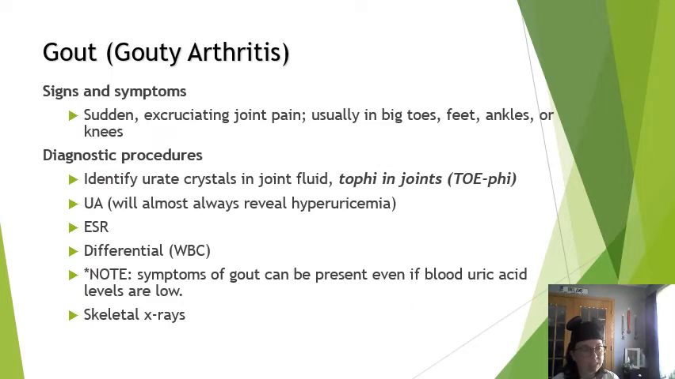Signs would be a sudden, excruciating joint pain, usually in the big toes, feet, ankles, and knees. It's been around for a long time. I think it's been said Christopher Columbus was afflicted with gout.